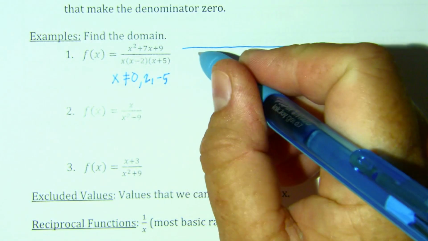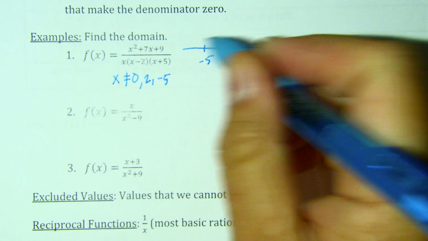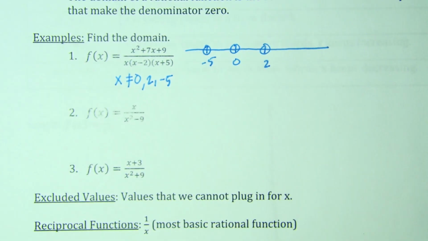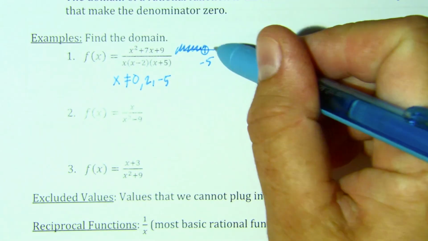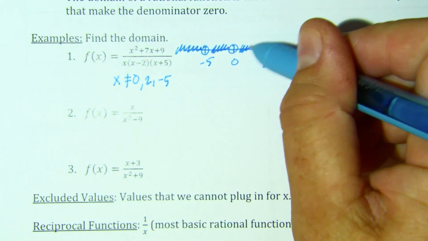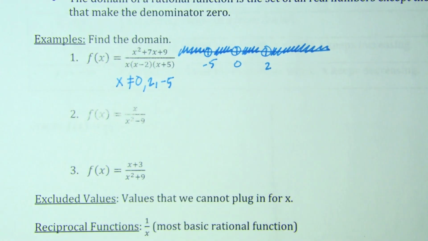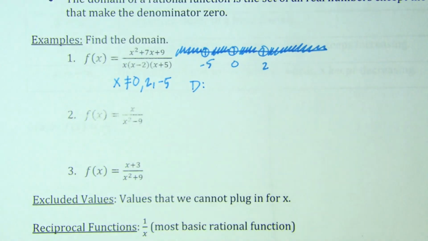I think it's really helpful to think of a visual here. If we think of a number line, we have -5, 0, and 2. We know x cannot equal any of those values, so I'm going to go ahead and put open dots there. But x can equal anything else. Every other x value is just fine, so the rest of the number line is shaded. So if I were to state my domain, it's all the shaded area.